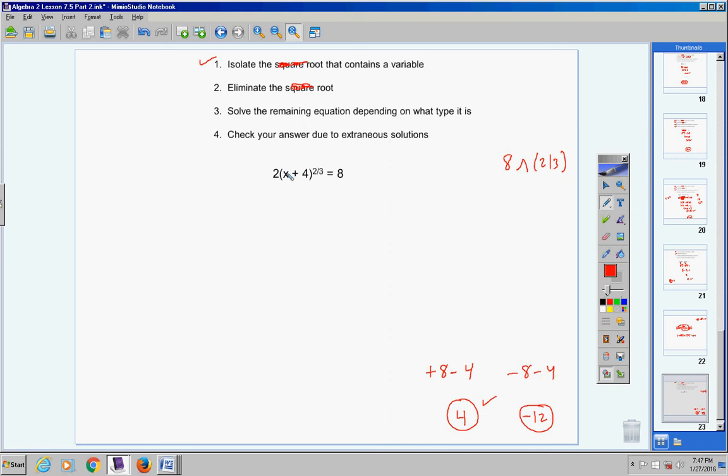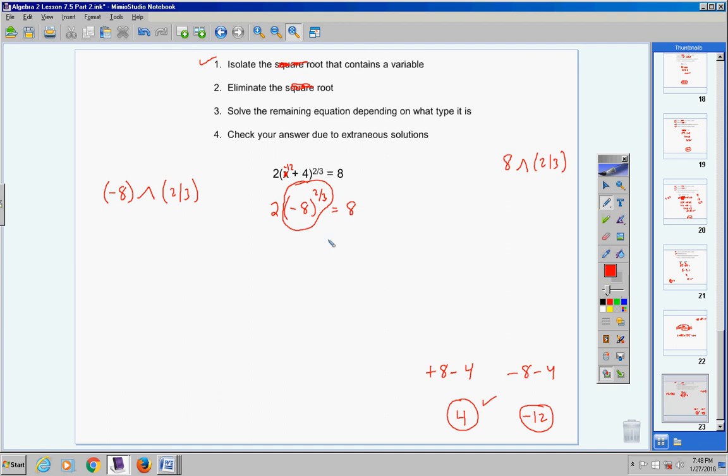I'm going to put a negative 12 right here for x. Negative 12. So I have 2 parentheses negative 8 to the 2/3 power. Now students, it is imperative that when you type this into your calculator right here, you put parentheses around the negative 8, then hit your exponential button, your arrow, then parentheses again, 2/3. It is very important that you do that, okay?